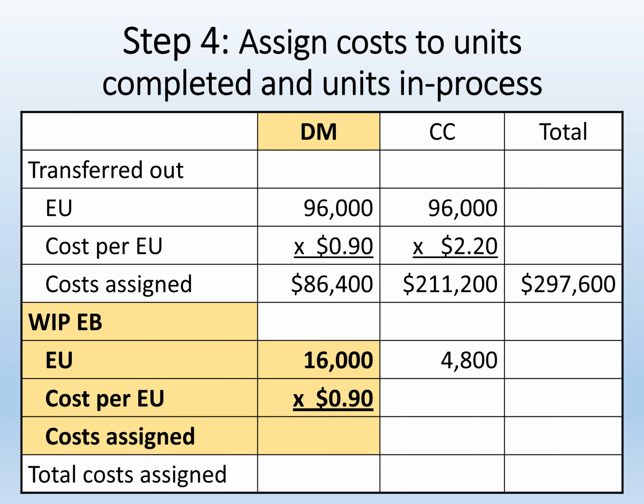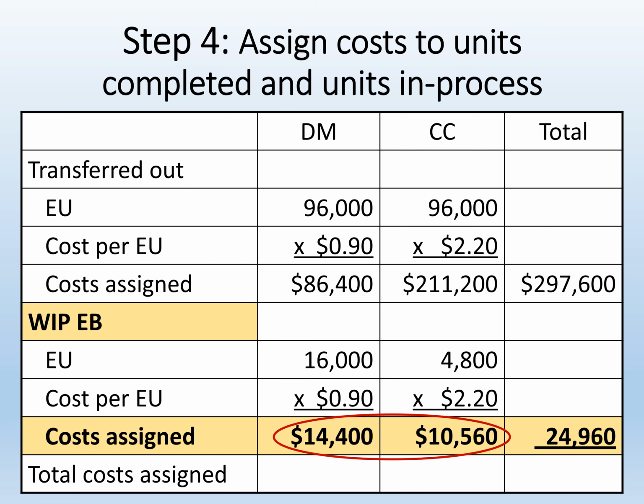We can multiply the number of equivalent units for direct materials times the cost per equivalent unit for direct materials from step 3 to get the total direct materials costs assigned to the units that didn't get finished. And we can multiply the total equivalent units for conversion costs times the cost per equivalent unit for conversion costs from step 3 to get the total conversion costs assigned to the units that didn't get finished.